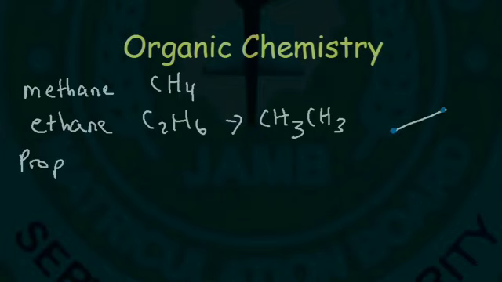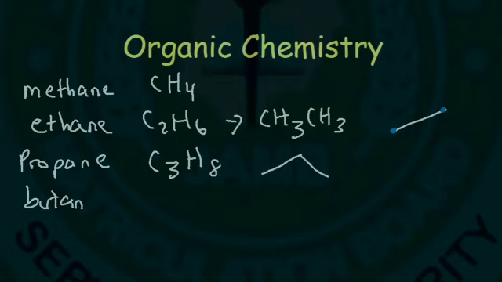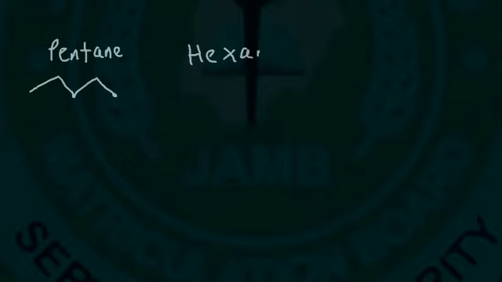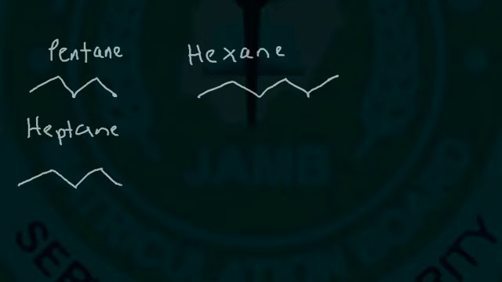Propane has three carbons. It's C3H8. And as a line structure, it looks like this. Butane has four carbons, which looks like that. The next one is pentane, which has five carbons. And hexane has six carbons. 2, 3, 4, 5, 6. Heptane has seven carbons. 2, 3, 4, 5, 6, 7. Octane has 8. Nonane has 9. Decane has 10. So make sure you commit to memory those 10 names.